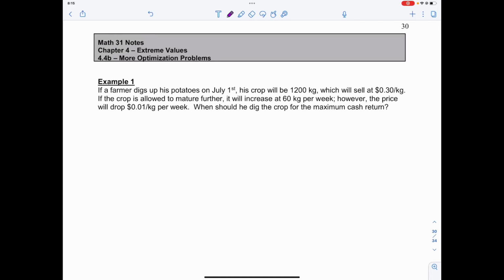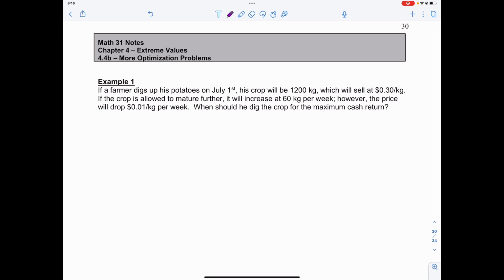All right, we're going to finish off this unit with more optimization problems. So it says, if a farmer digs up his potatoes on July 1st, the crop will be 1,200 kilograms, which will sell at 30 cents per kilogram. If the crop is allowed to mature further, it will increase at 60 kilograms per week. However, the price will drop by 1 cent per kilogram per week. When should the farmer dig up the crop for maximum crop returns?